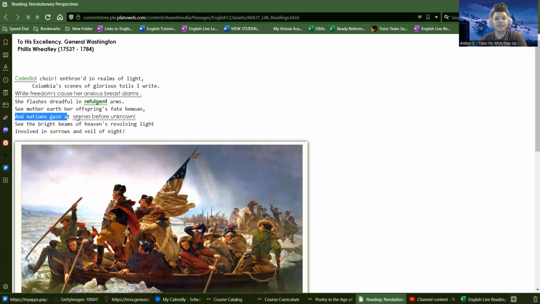So when it says, and nations gaze at scenes before unknown. This is pretty straightforward, actually. Gaze is to look at something. Scenes before unknown are scenes that have never been seen before. So by nations, they mean other countries. So it says here, what was happening at the time in the American colonies that was new in the world, right?